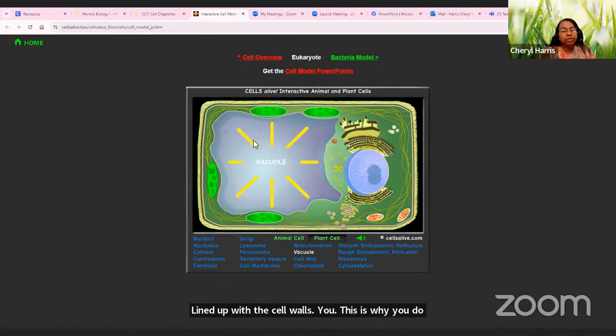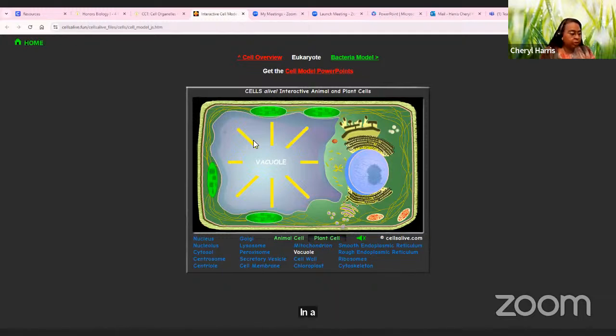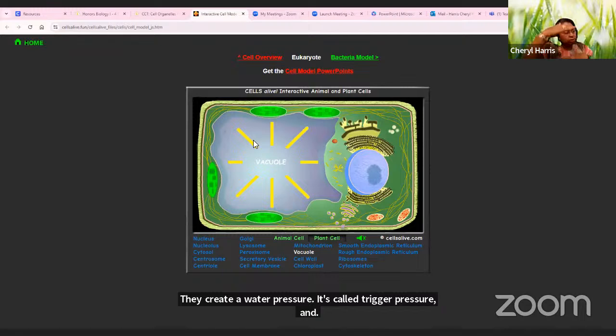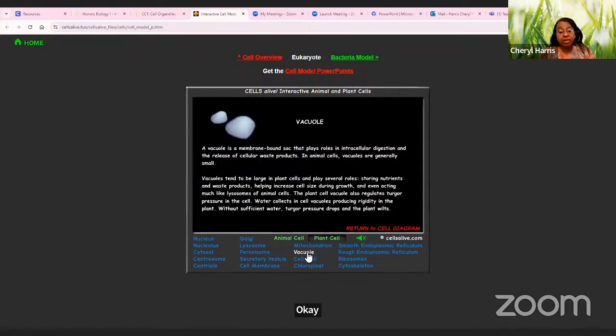So this is why you do need to look at it and go around and see the location of things. Again, the difference is the vacuole. In animal cells, vacuoles are much smaller than in plant cells, because in plants they have a slightly different function in that they also add support. They create a water pressure, called turgor pressure, and they keep the cell wall sturdy. So when you notice that plants wilt and fall over when they don't have enough water, it's because that vacuole contracts, and when the vacuole contracts, the cell wall kind of collapses. You give it some water, the vacuole fills up and the plant comes back to life. Okay, so that vacuole is important for structure. So it has a slightly different meaning for plants.